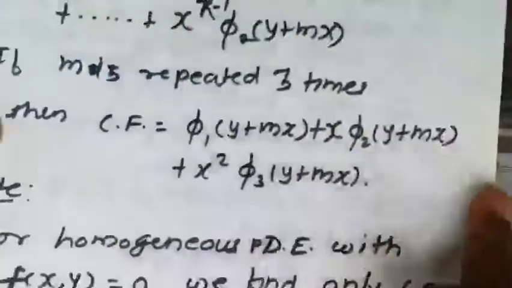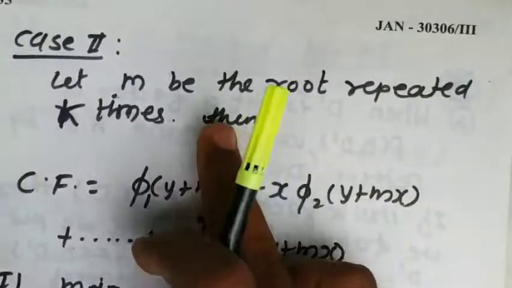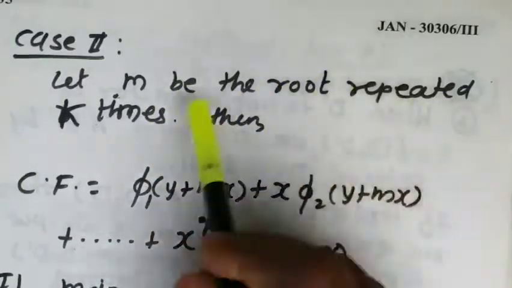Then case number 2: if some root is repeated, I have taken one root m which is repeated k times.